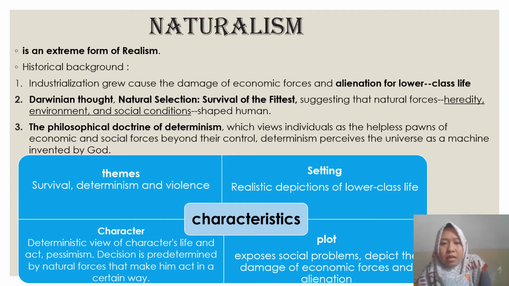And then the second one, the emergence of Darwinian thought: natural selection, survival of the fittest. Munculnya teori Darwin, yaitu survival of the fittest. This theory suggests that natural forces, heredity, environment, and social conditions shape humans.